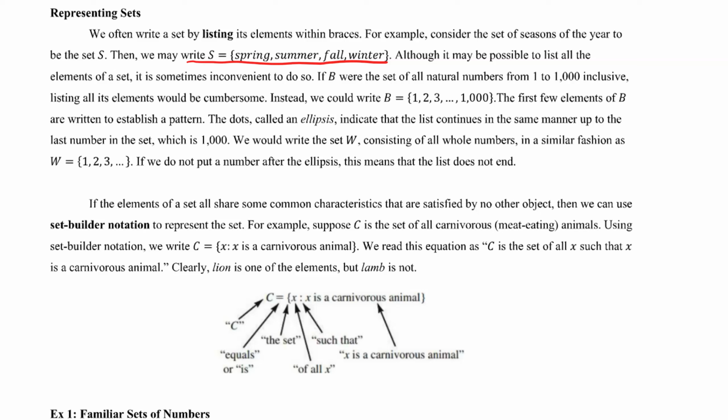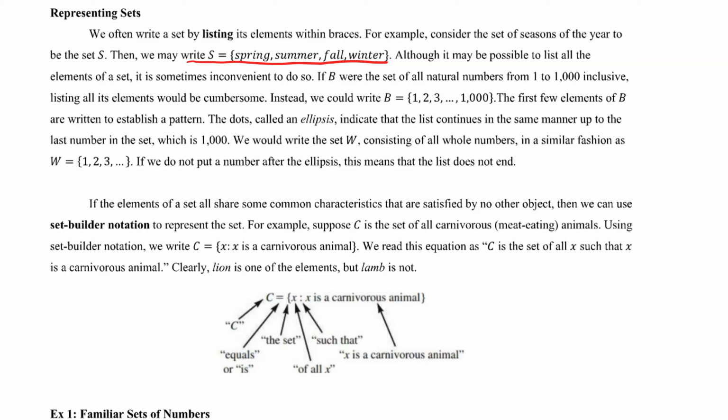For example, if we were to think about all of the natural numbers between 1 and 1,000. Rather than listing all of those numbers between 1 and 1,000, we could list a few, and then we could do our 3 dots, our ellipsis, and then we could list the last number in that set. And so that ellipsis indicates for us that the list continues in that same pattern or in that same manner up to the last number in the set.